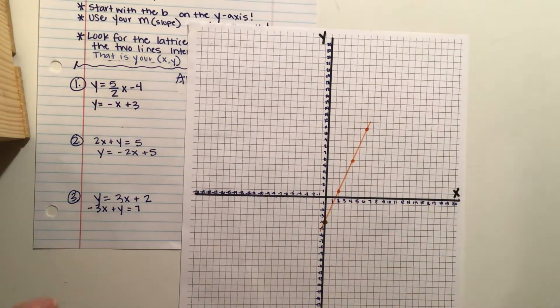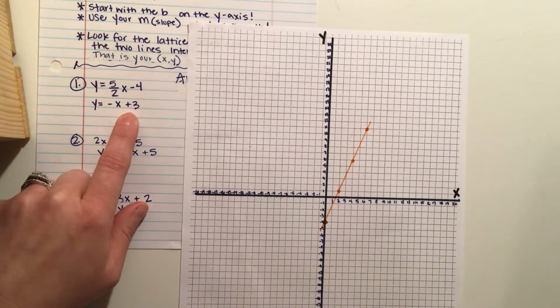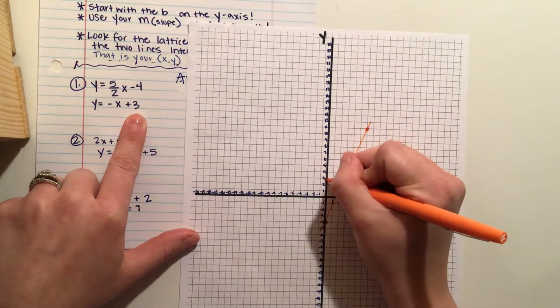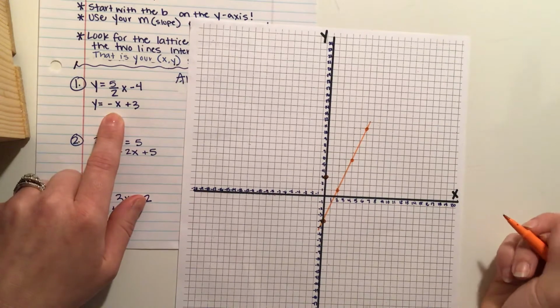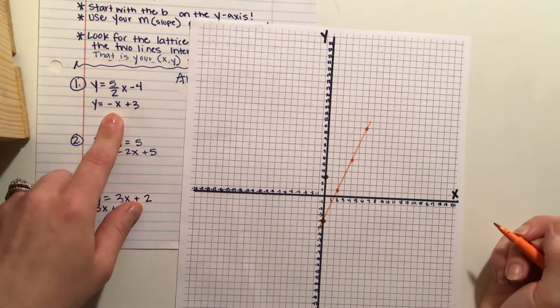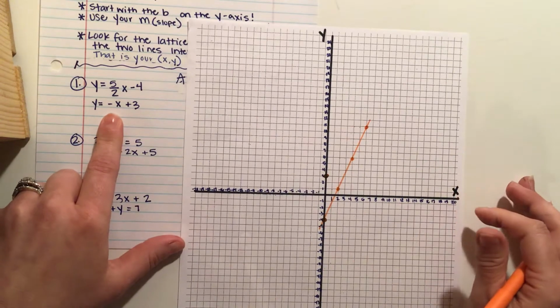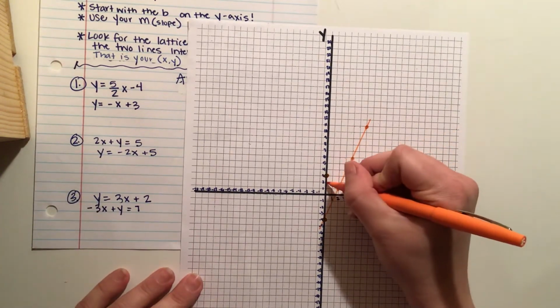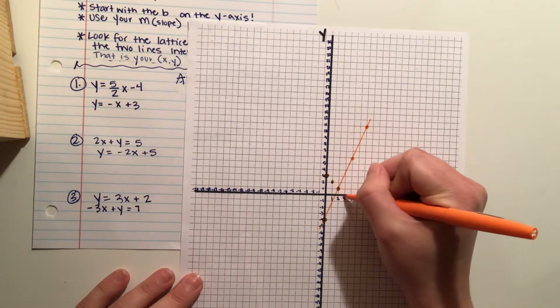Now, let's graph our second equation, and these should line up somewhere. My starting point on the second one is positive 3. So I'm going to make a dot on positive 3. Now, my growth for my second equation is negative x. That means go down 1, then to the right 1. We always move to the right. Don't forget that. Down 1, right 1. Down 1, right 1. Down 1, right 1.